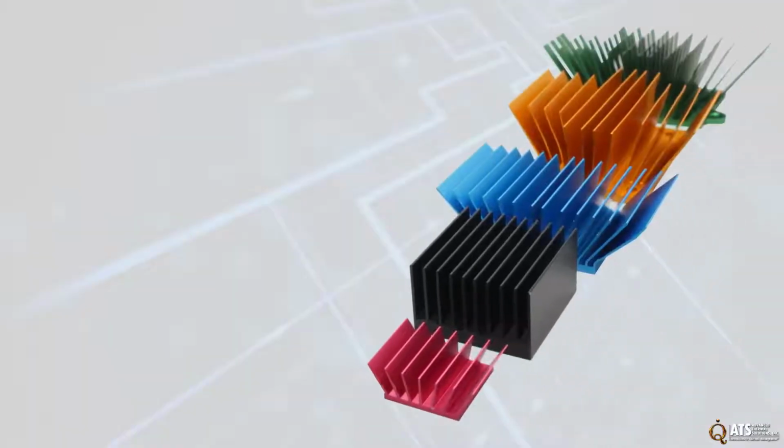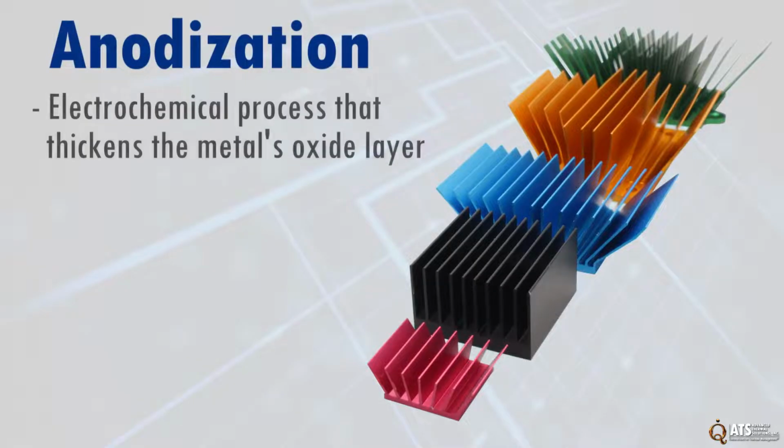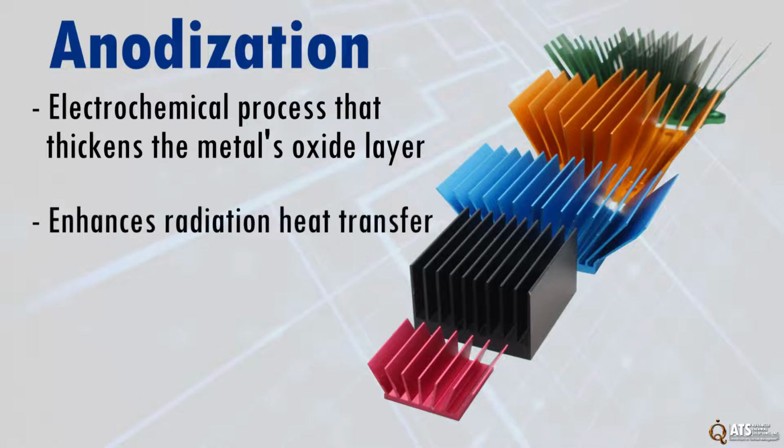To further the heat dissipation ability of a heatsink, the metal can be anodized. Anodizing is an electrochemical process that thickens and toughens the naturally occurring protective oxide layer on the surface of metal. This layer enhances the radiation heat transfer and can also be color dyed to appeal more to the user.